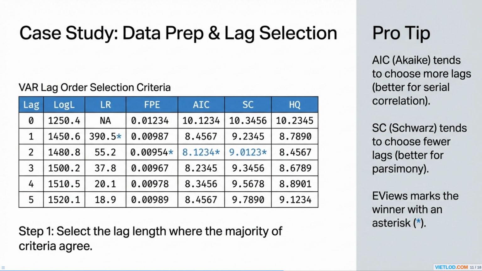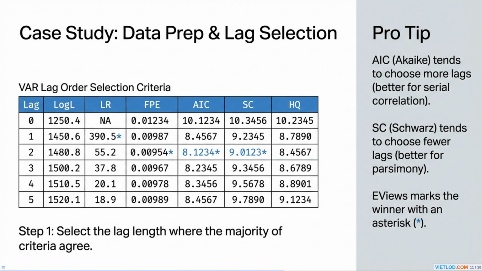This slide introduces the critical first step in setting up a VAR model, determining the optimal lag length. We use a table of VAR lag order selection criteria, often provided by statistical software like EViews. The table presents various information criteria, such as FPE, AIC, SC, and HQ, alongside the log likelihood and LR statistic for different lag orders. Our goal is to select the lag length where the majority of these criteria agree. For example, in the table provided, the asterisk indicates the minimum value for each criterion. We see that FPE, AIC, and SC all point to a lag length of 2.